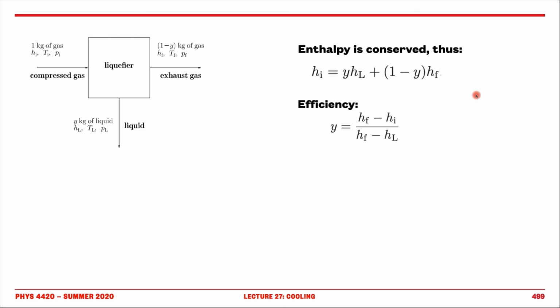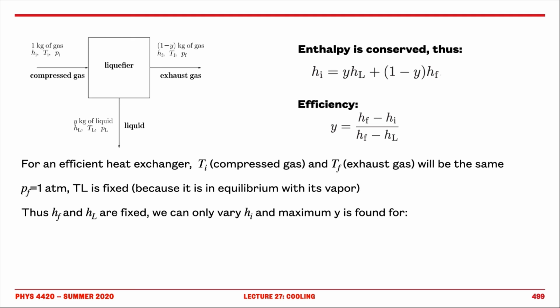And so we can calculate the efficiency, which is, of course, y. The y is the amount of liquid, so we want this to be maximal. We want to have as much liquid as possible in this process. You can calculate y from this equation, and you find that y is the difference in enthalpy between the gas at the start and the gas at the end. And of course, you want this to be as close to 1 as possible. Everything I provide here in the text is what I just said.